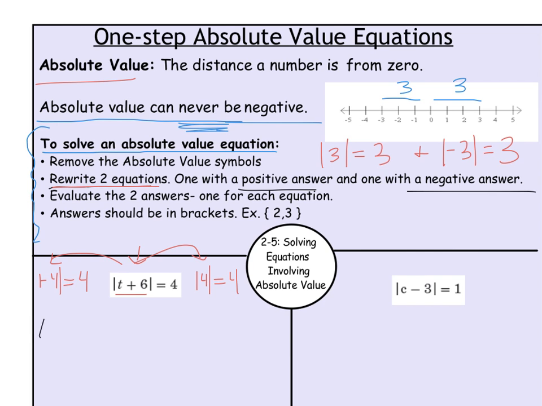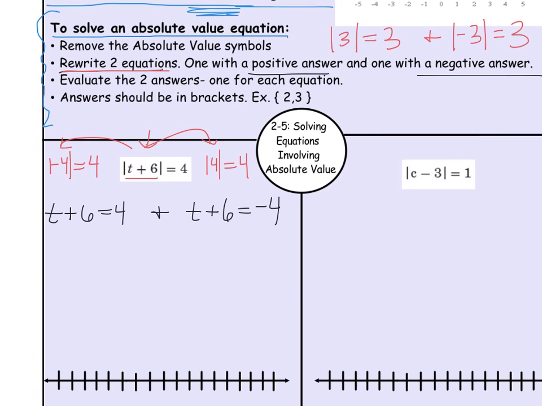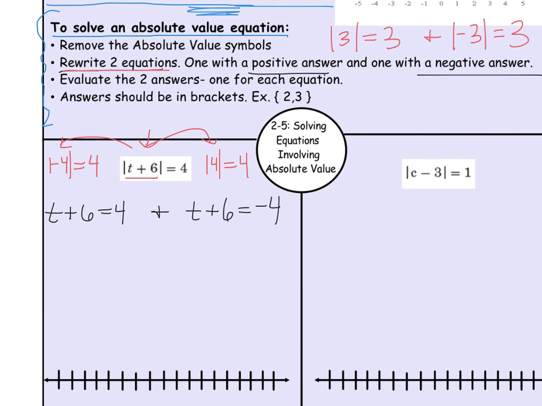So that's why we write 2 equations. So we set it up. t plus 6 is equal to 4, and t plus 6 could be equal to a negative 4. So you do one positive, one negative. Then you evaluate the 2 answers. So you solve, you're going to have one solution for each. And then your answers should be in brackets like this. So using those steps, we're going to try this. So we're going to do our train tracks for both.